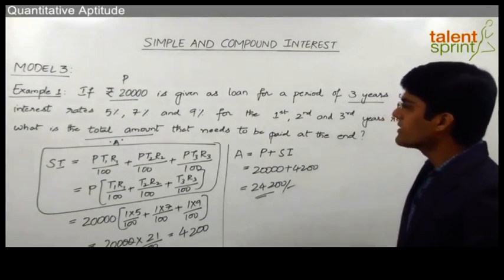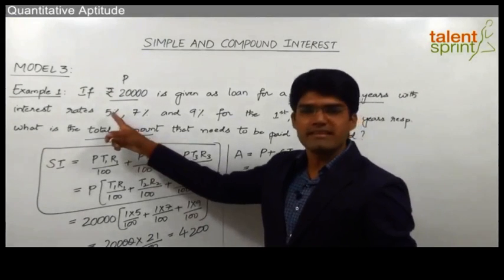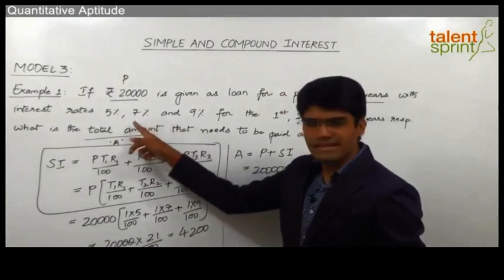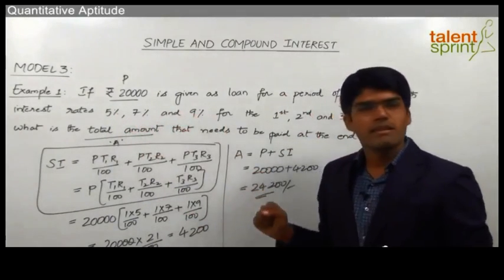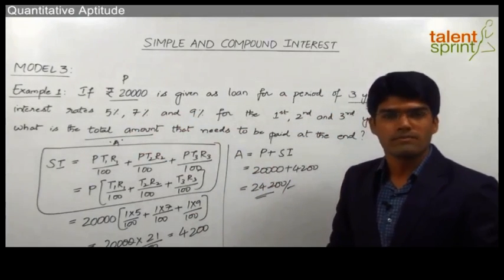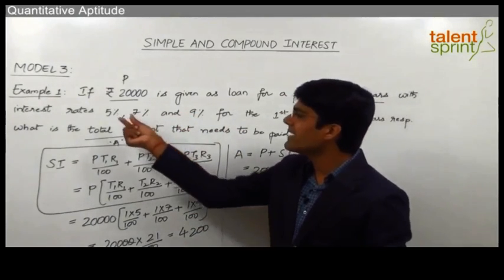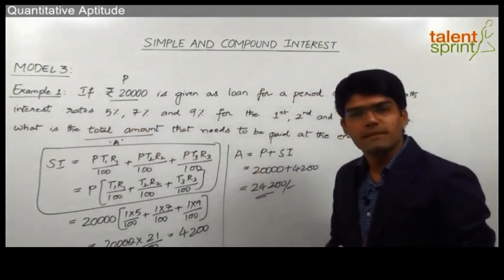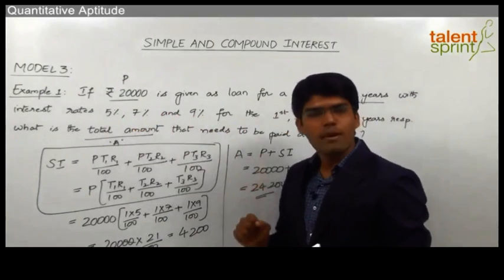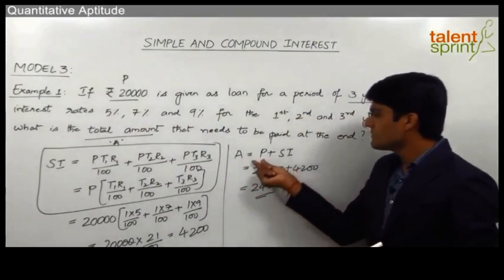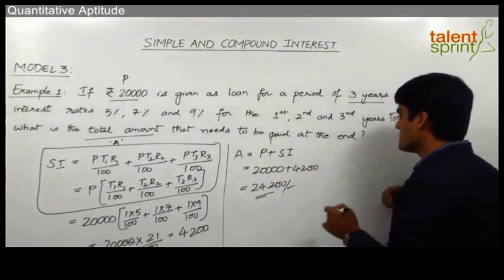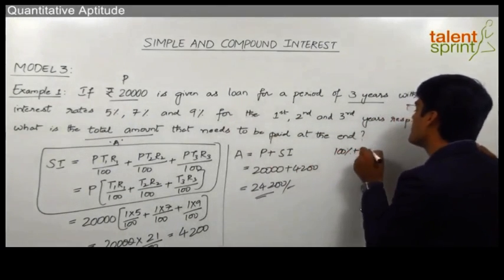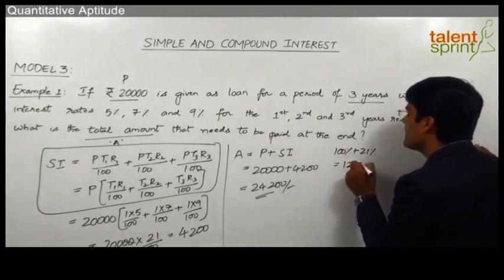The simple point to be understood here is, as this is a simple interest case, in the first year we get 5% as interest. In the second year we get 7%, and in the third year we get 9% on the same principal amount. That means very clearly the total interest that we get would be 5 plus 7, 12, plus 9, 21%. And the question says, what is the total amount? We know that total amount is principal plus simple interest. So principal is 100%, plus the interest that we get in 3 years, 21%. That is equal to 121%.